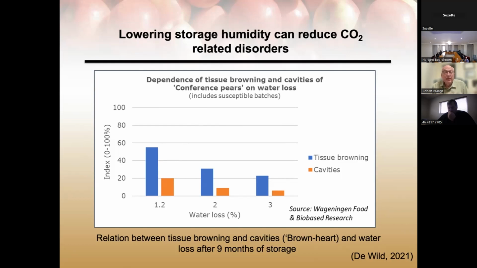So this happens to be with Conference pears, and the water loss is shown along the bottom. And take a look at the tissue browning, the blue, and the cavities, the orange color. Quite a significant drop when you achieve water loss of at least 2 to 3%. And this is an example. There are other examples in the literature of how humidity and water loss, a little bit, goes a long way to reducing disorders that are associated with carbon dioxide.